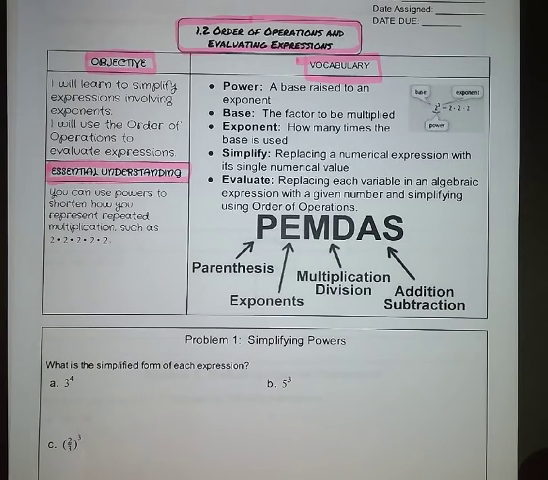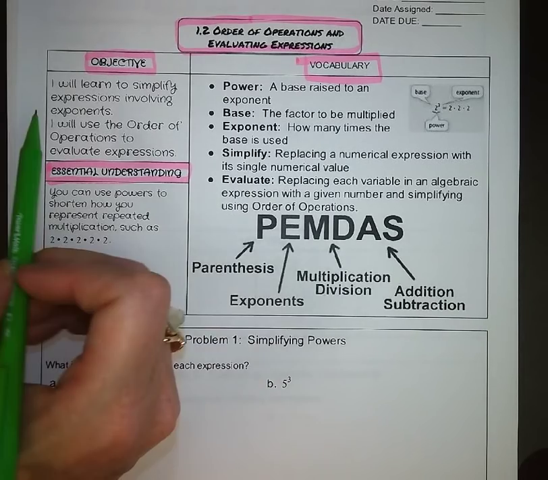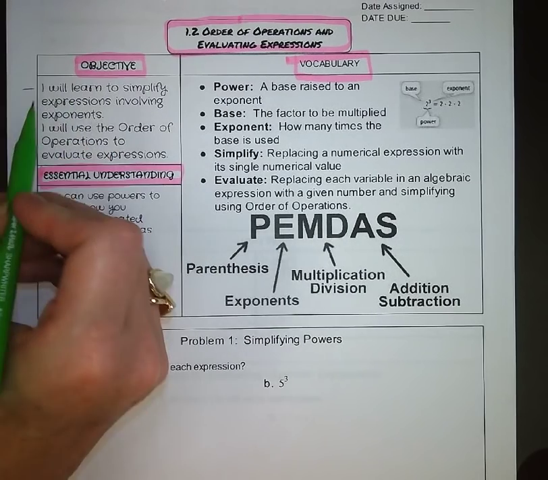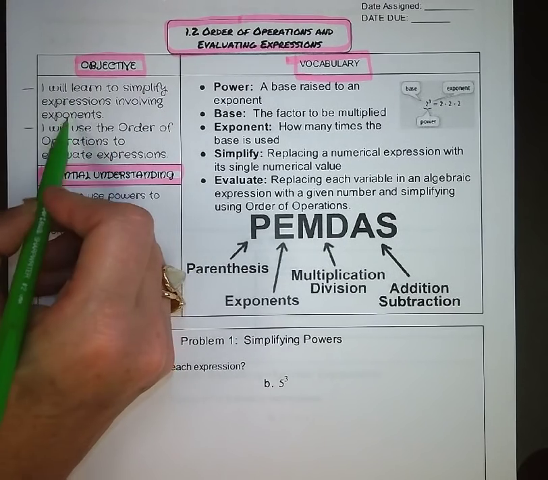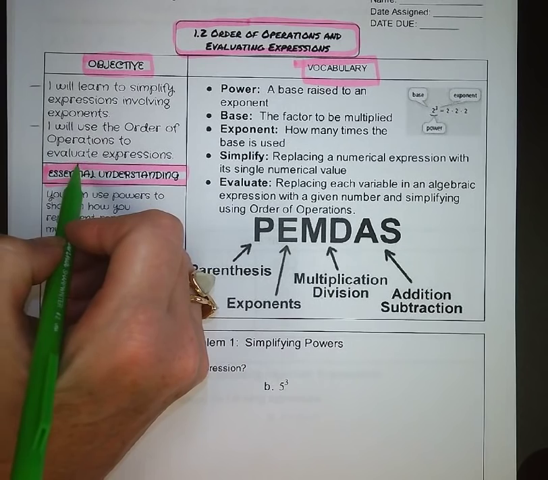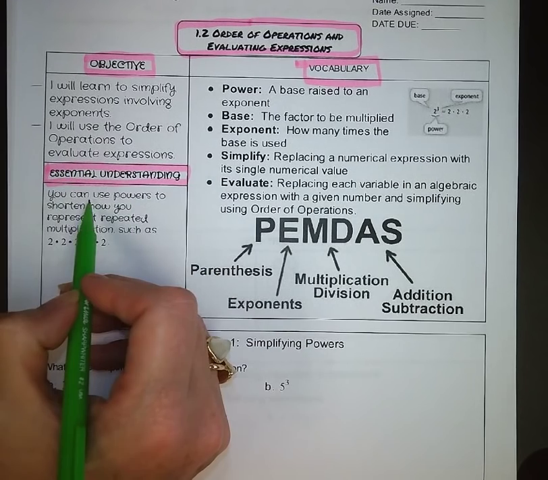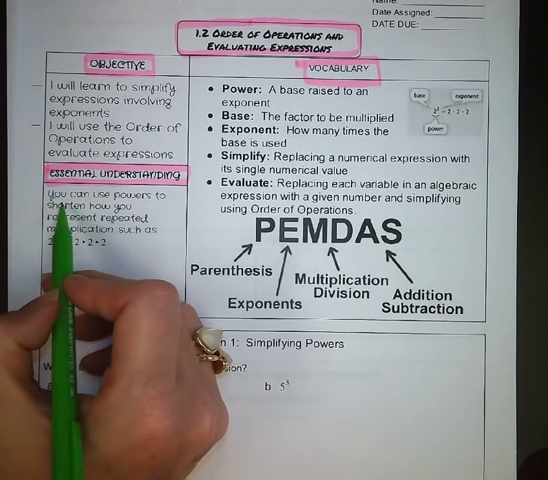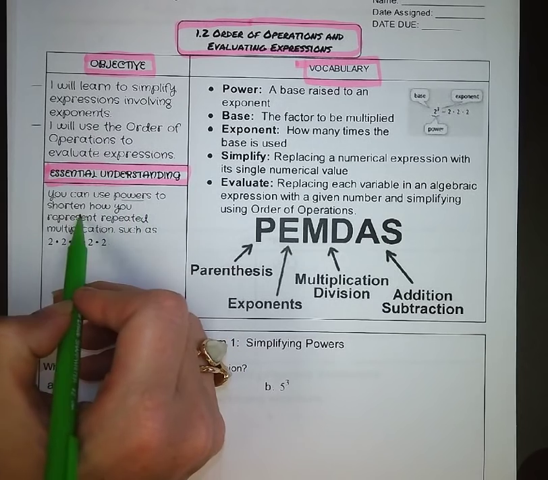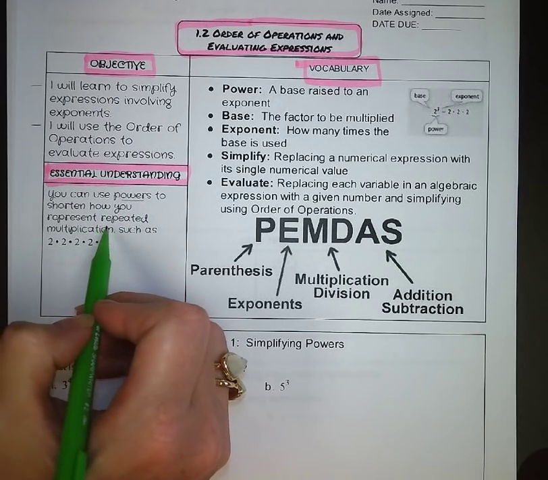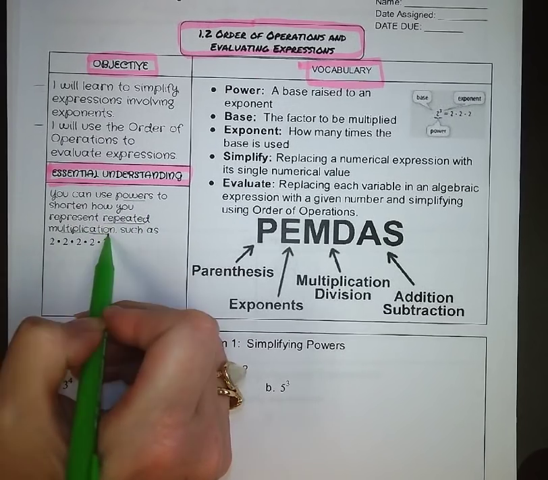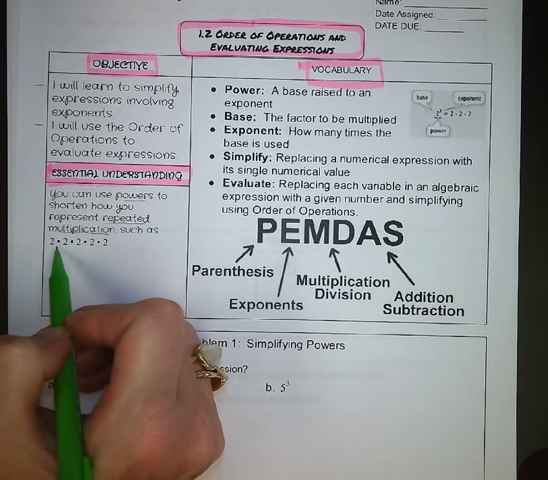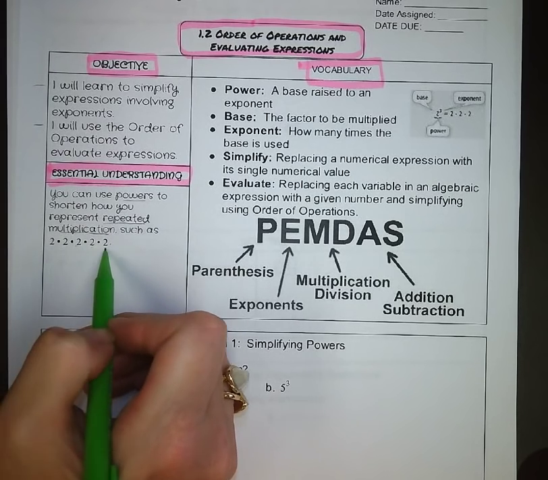Our objectives for today are going to be to learn to simplify expressions involving exponents and using the order of operations to evaluate expressions. Our essential understanding is you can use powers to shorten how you represent repeated multiplication, such as 2 times 2 times 2 times 2 times 2.